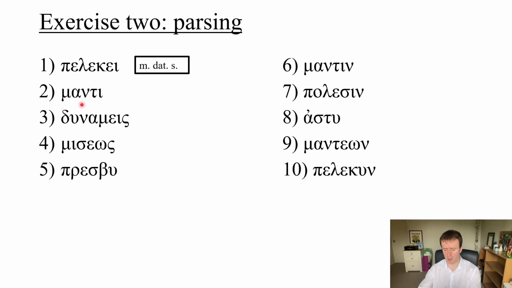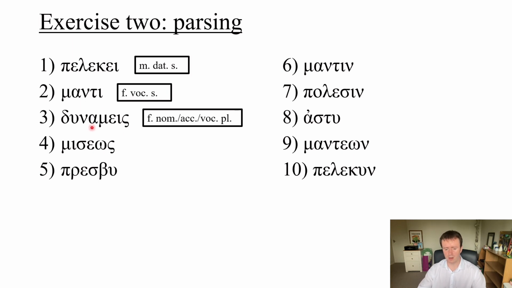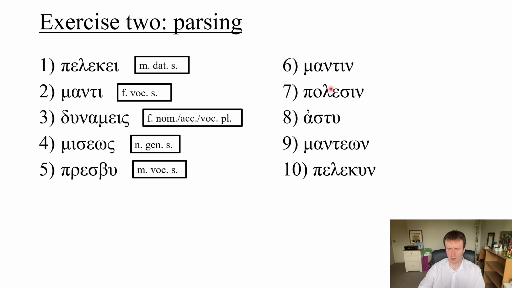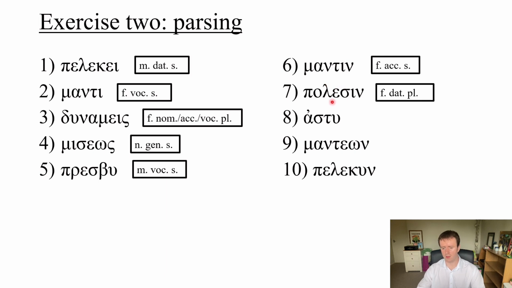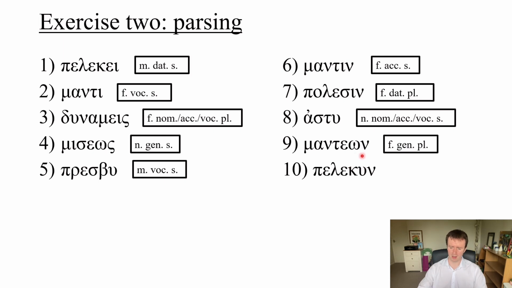The second one, manti, is feminine vocative singular. Number 3, dynamis, is feminine, nominative or accusative or vocative, plural. Number 4, miseos, is neuter genitive singular. Number 5, presbyu, is masculine vocative singular. Number 6, mantin, is feminine accusative singular. Number 7, polesin, is feminine dative plural. Number 8, astiu, is neuter nominative or accusative or vocative singular. Number 9, manteon, is feminine genitive plural. Number 10, pelekun, is masculine accusative singular.